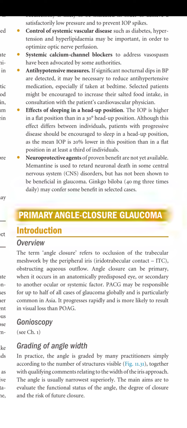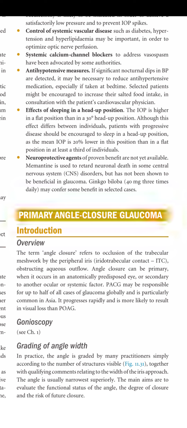Gonioscopy, see chapter 1, grading of the angle width. In practice, the angle is graded by many practitioners simply according to the number of structures visible, together with qualifying comments relating to the width of iris approach. The angle is usually narrowest superiorly.